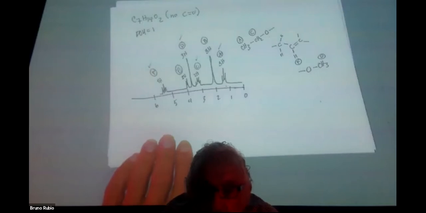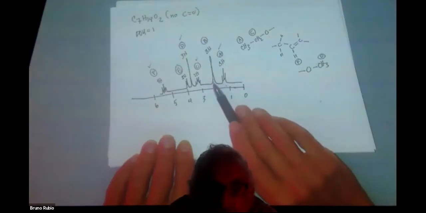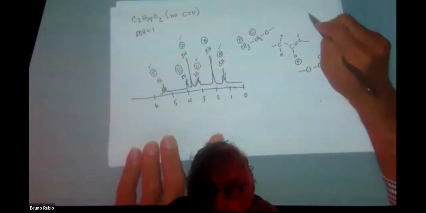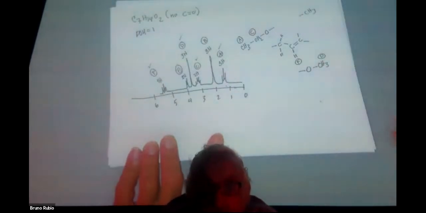Okay, so now what? Who's left? Oh, B. This is going to be easy over here. So that's a 3 hydrogen singlet. So that means a CH3, right? And there are no hydrogens on the carbon that lives next door. Otherwise, it wouldn't be split into a singlet.